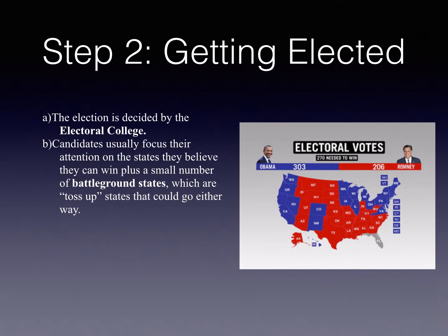Both candidates are going to focus really closely on battleground states. Virginia is a battleground state, right? Could go either way. Ohio, Florida. These are battleground states that could go either way.